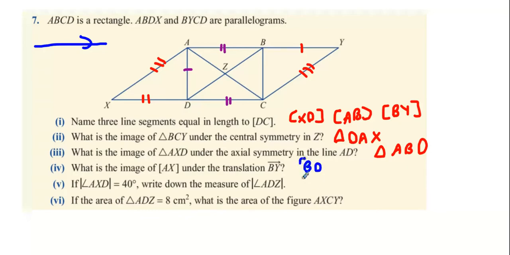Okay. If the angle AXD is 40 degrees, so A to XD, that's 40 degrees here. What is the angle ADZ? A to D to Z. Well, look, that's 40 degrees as well because it's part of the same parallelogram, which would mean ADZ is 50 degrees. The area of AZD is 8 centimeters. Great, 8 centimeters worth there.